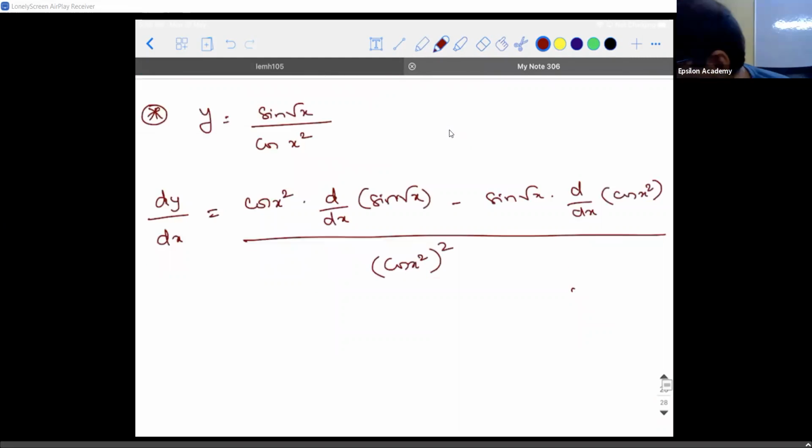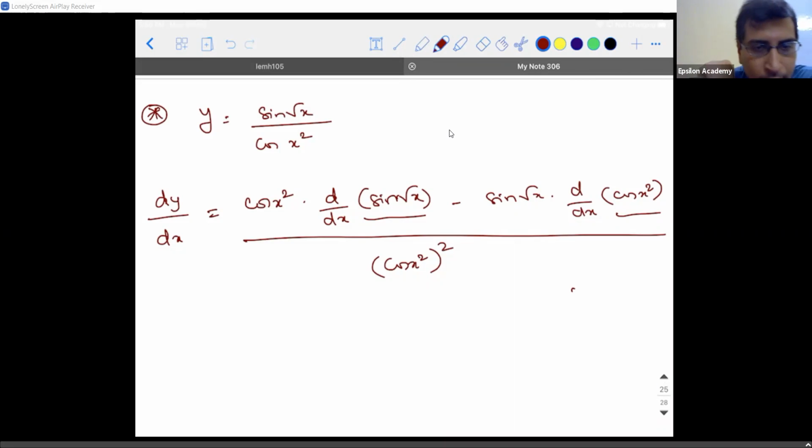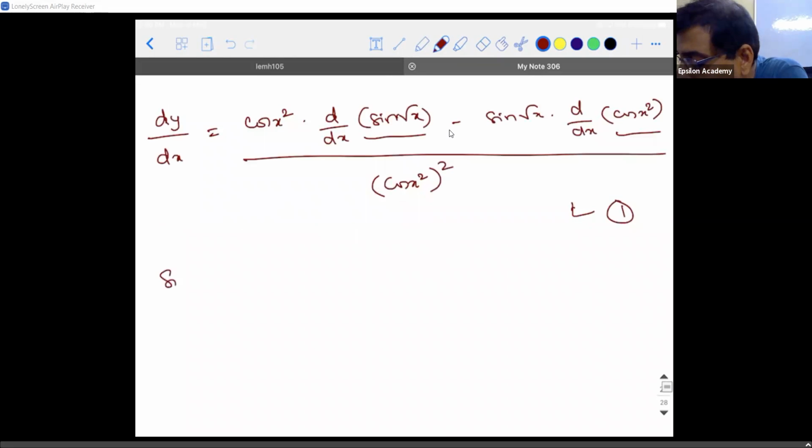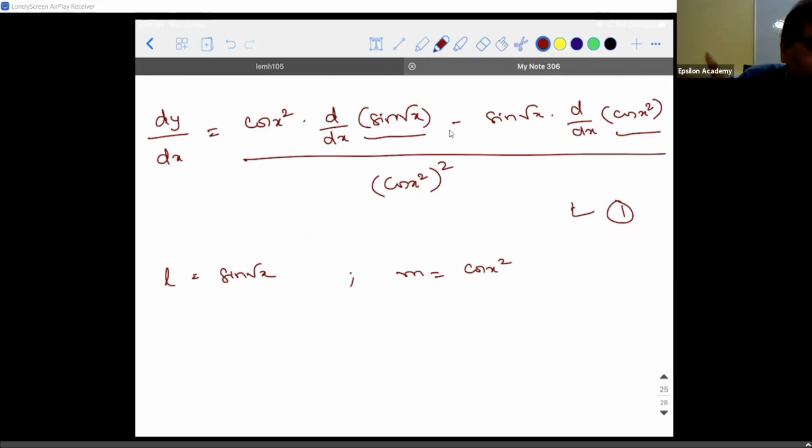You find it with sin root x and cos of x square. If you are comfortable, you can do it in the same step. Or you can take this as equation number 1 and find the derivative. Let's say L is equal to sine of root x, M is equal to cos x square, where L and M are different functions.